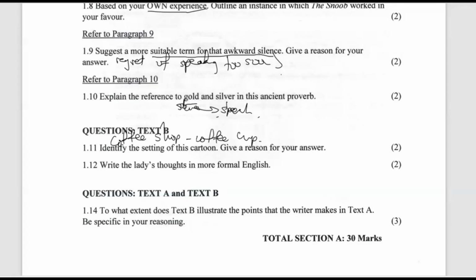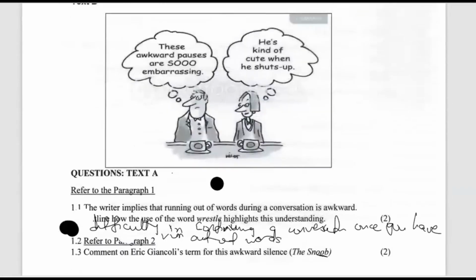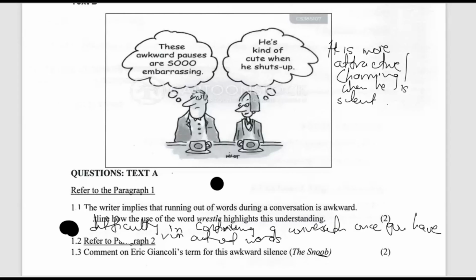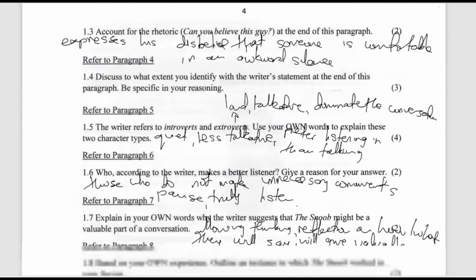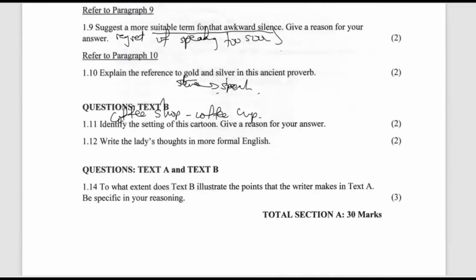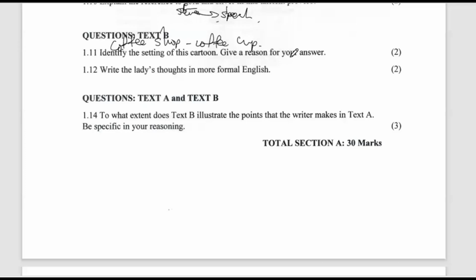Okay, write the latest thoughts in more formal English. Okay, let's go and see what she said. She said, he's kind of cute when he shuts up. In formal English, he is, I believe cute comes out, attractive falls in, charming can come in when he is silent. All right, that's our formal English. All right, the next question says, write the latest thoughts. We've done that one. To what extent does text B illustrate the points the writer makes in text A?